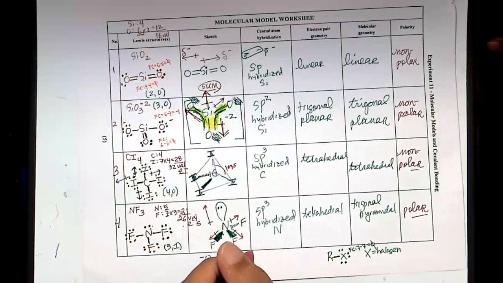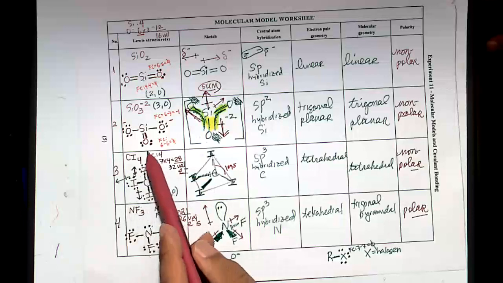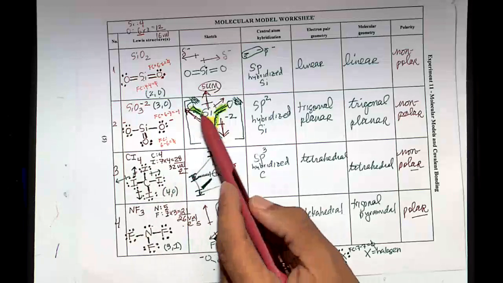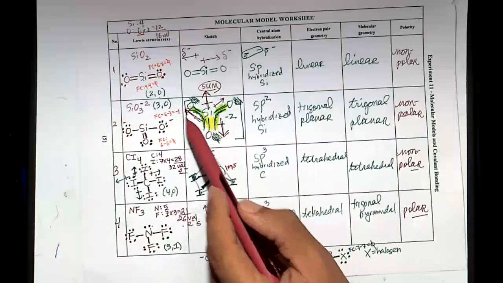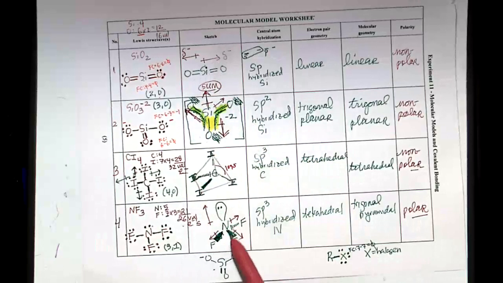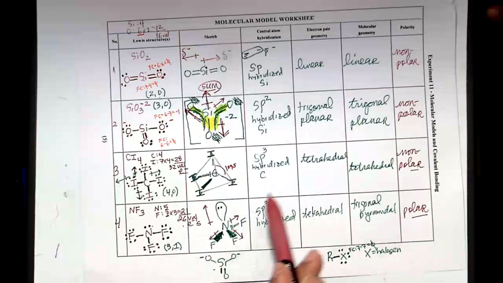Another thing: if it's nonpolar, there's symmetry. You know, CI4, the previous one, example 3, there's symmetry. If you look at it in a 3-dimensional way, there's symmetry. If you look at this, there's the trigonal planar symmetry. In here, the lone pair destroys symmetry. When it destroys symmetry and you've got these electronegative elements, it's going to be polar.